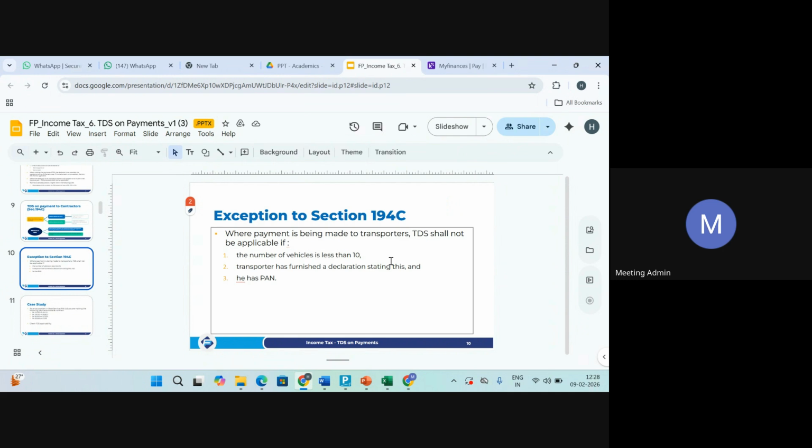Okay, and also if the transporter has furnished the declaration. If the person has started doing transport from one place to another, in that situation also TDS shall not be applicable. If he has a PAN, then also TDS is not applicable. So these are the exceptional cases where TDS will not be applicable. Is that clear?